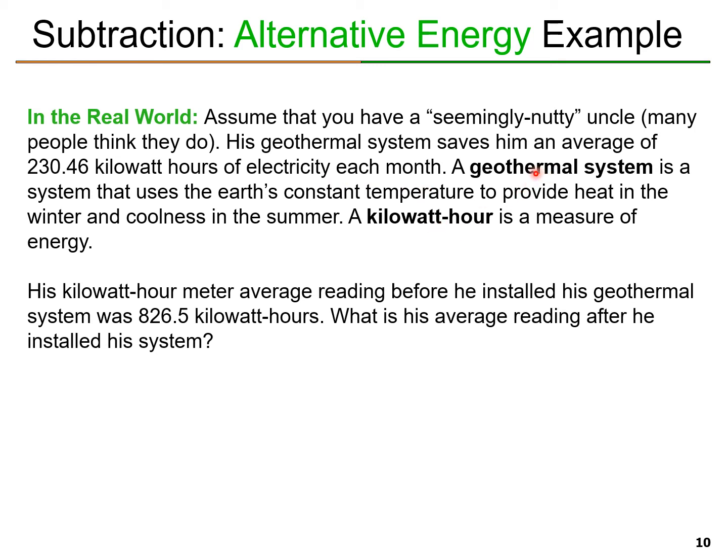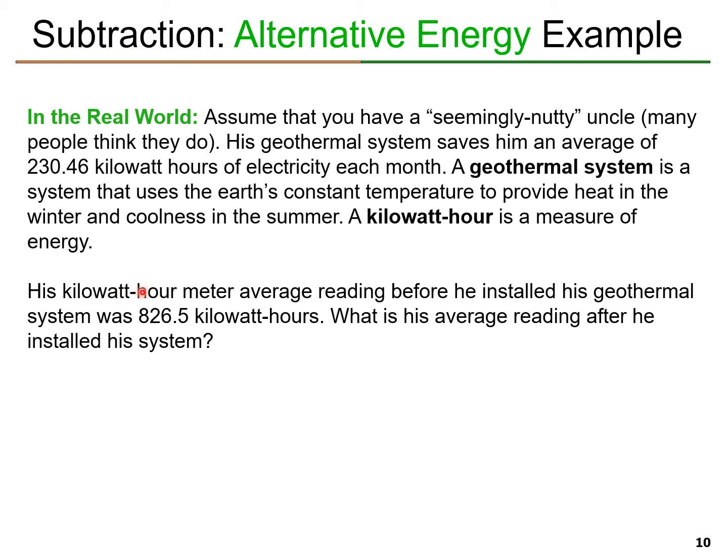A geothermal system is a system that uses the Earth's constant temperature to provide heat in the wintertime and coolness in the summer. And a kilowatt hour is just a measure of energy. It's how we measure our electrical energy use.